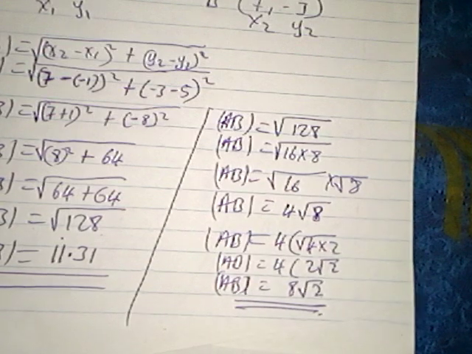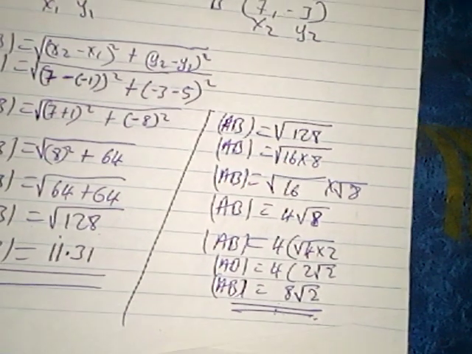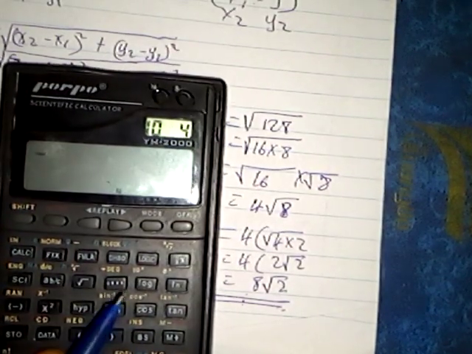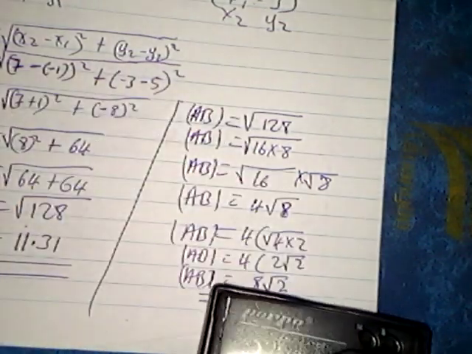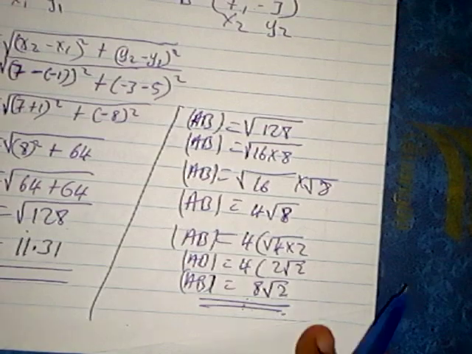8√2. In case they actually ask for your answer in short form, this is supposed to be your answer, right? Good. I hope it's understandable. If you have any doubts, let me know, right? Good. So if you punch 8√2 on your calculator, you have the same answer. 11.31. You see? The same answer you're going to have, right? Good. So this is your answer.